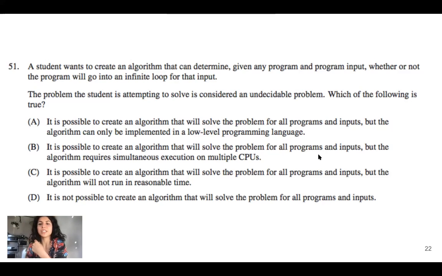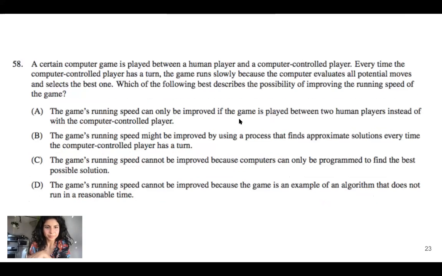And by now, hopefully, you're recognizing that the answer is D. D is the answer. It's not possible to create an algorithm that will solve the problem for all programs and all inputs. Hopefully you got that one. Okay, let's look at another one.